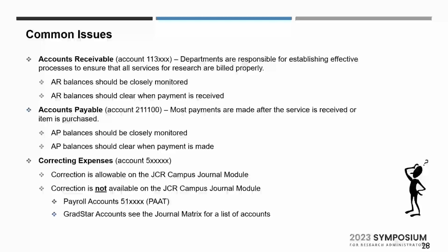Also, we usually get questions about correcting expenses. Corrections are usually recorded through campus journal modules using correcting journals or JCRs. However, certain expense accounts are not correctable through a correcting journal or a JCR, and they will need to be corrected or adjusted using other tools. Please be sure to refer to the campus journal matrix included in the appendix of this presentation for more detail. Next slide, please.